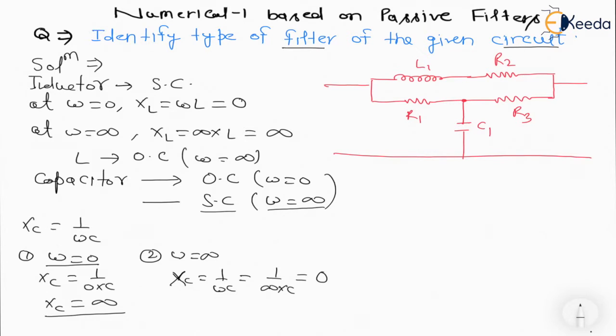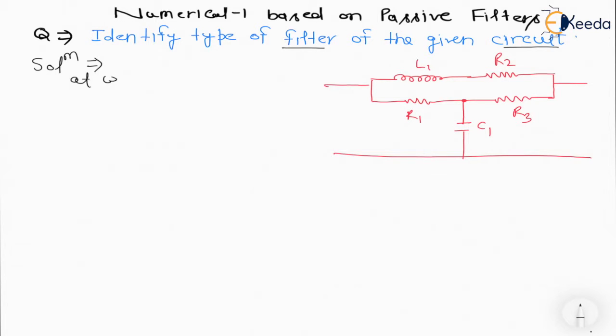Before solving any question, we must have this idea about inductor and capacitor at omega equal to 0 and at omega equal to infinity. At omega equal to 0, we know that inductor will be short circuited and capacitor will be open circuited.